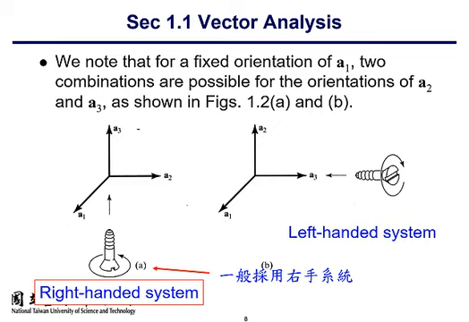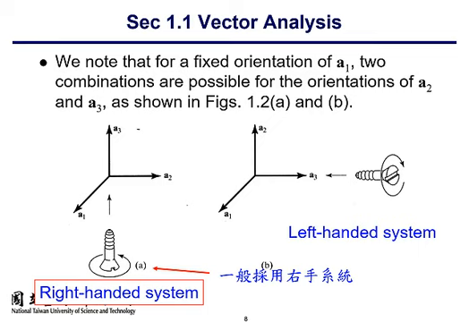And the important thing about the study of electromagnetics is that we adopt the so-called right-hand screw, the right-handed system. So, of course, you know that in the Cartesian coordinate system, you have x, y, and z.